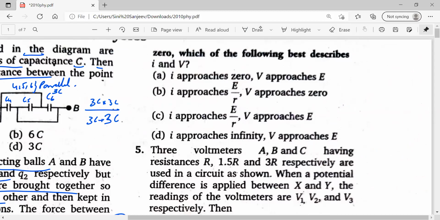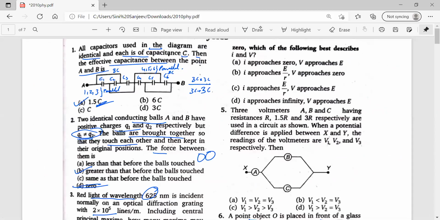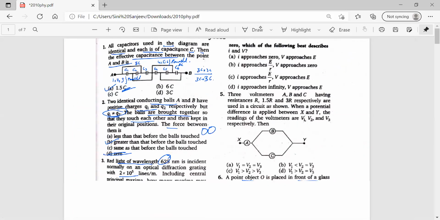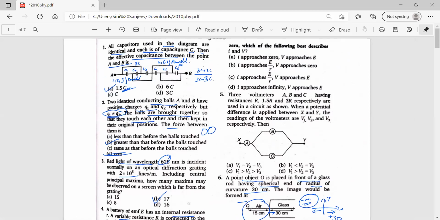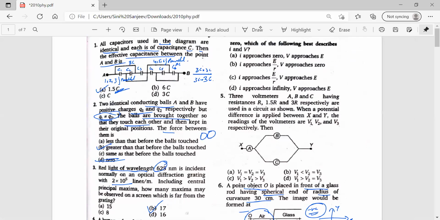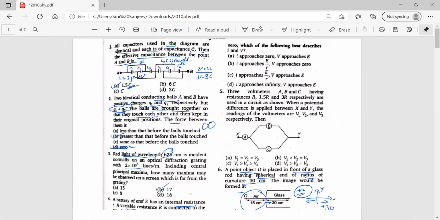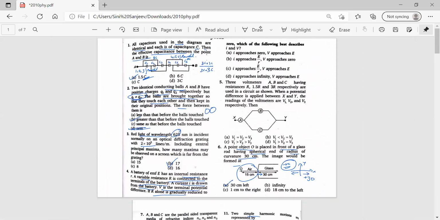Okay, so one more time I'll read down this question so that we can all see properly. A battery of EMF E has an internal resistance. A variable resistance is there. Current is drawn from the battery. V is the terminal potential difference. R alone is gradually reduced towards 0. Which of the following best describes I and V?